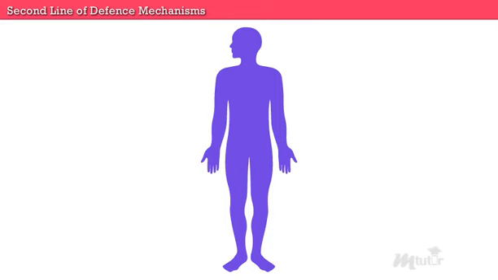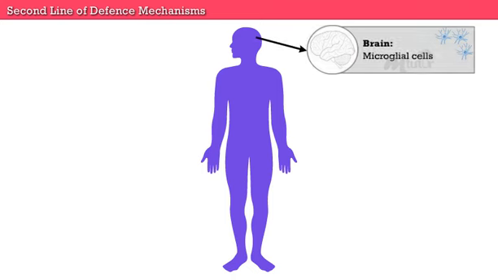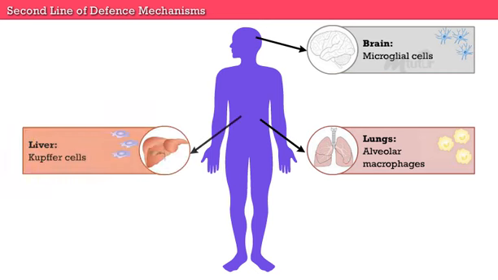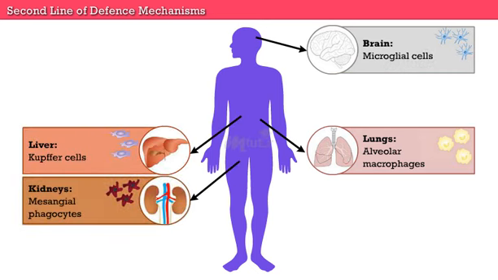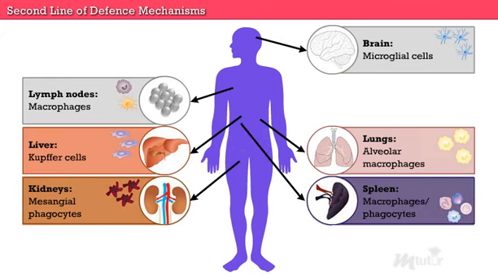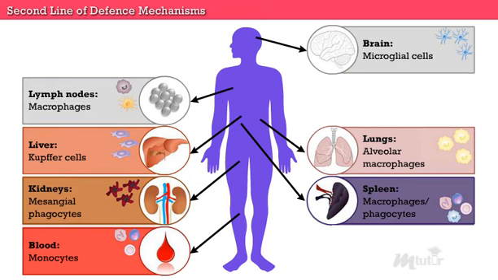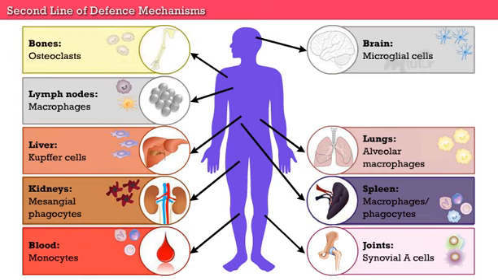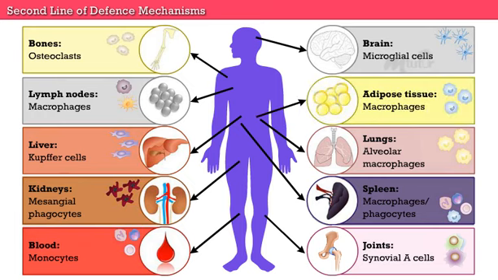Phagocytes are involved in the non-specific defense of the body. They include the following cell types: brain, microglial cells; lungs, alveolar macrophages; liver, Kupffer cells; kidneys, mesangial phagocytes; lymph nodes, resident and recirculating macrophages; spleen, macrophages or phagocytes; blood, monocytes; joints, synovial cells; bones, osteoclasts; nerves, astrocytes; and adipose tissue, macrophages.